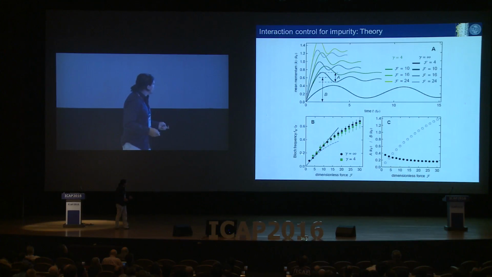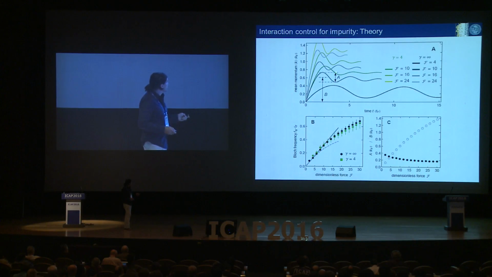One can plot the Bloch frequency as a function of the force. And one can look at where the value saturates out here and what the amplitude of the oscillation is in these two plots here, for this ratio and for the offset B here in these plots.